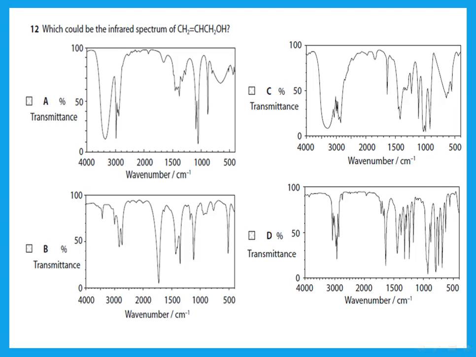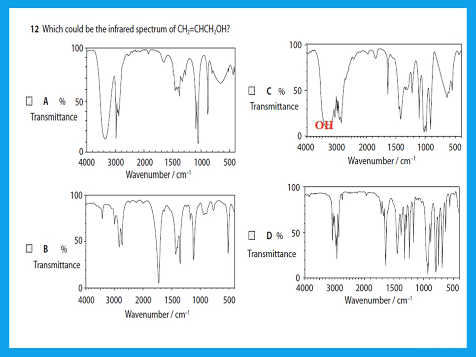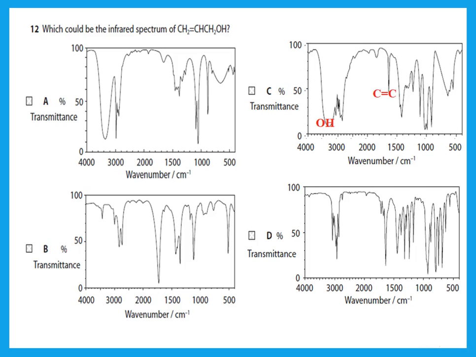So A and C have a peak for OH, but then I also need a peak for the C double bond C. If you look at your data booklet, you will find that that peak is in a band at about 1600 and something. That is the peak for C double bond C. The other one, A, doesn't have it, so that is my required spectrum.